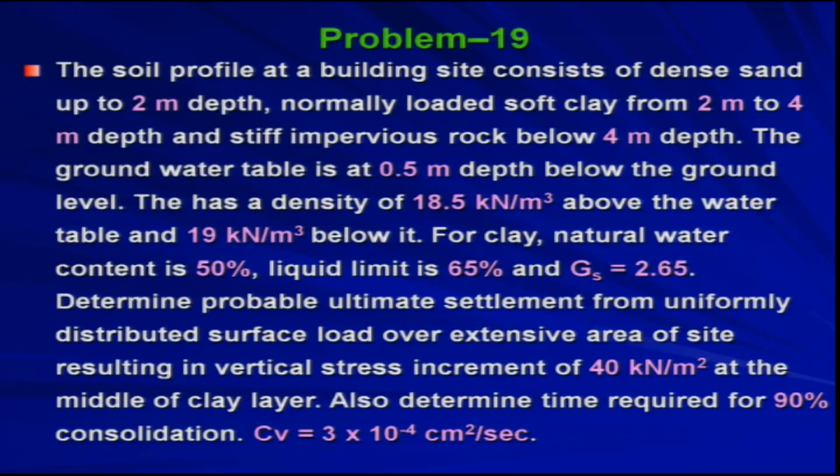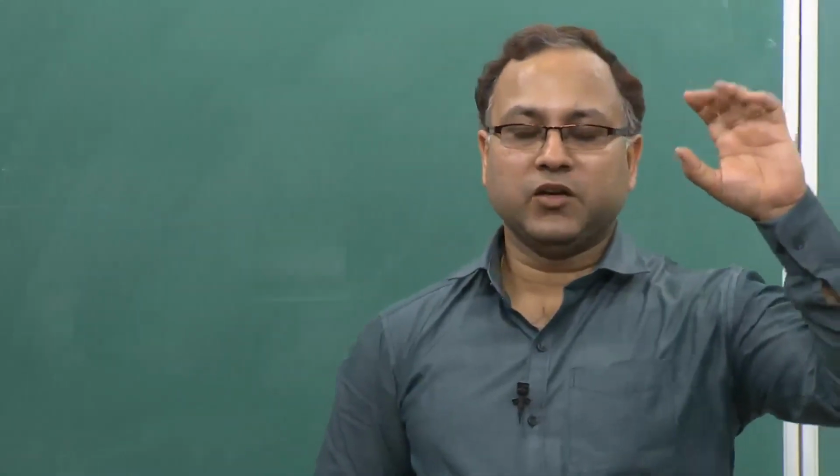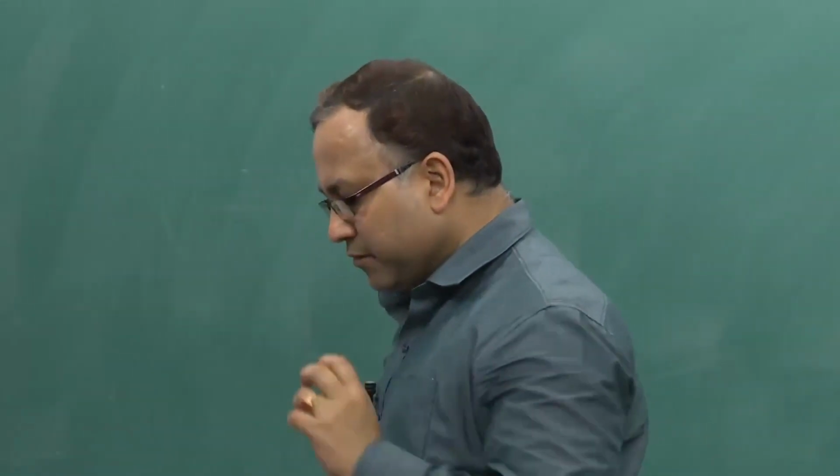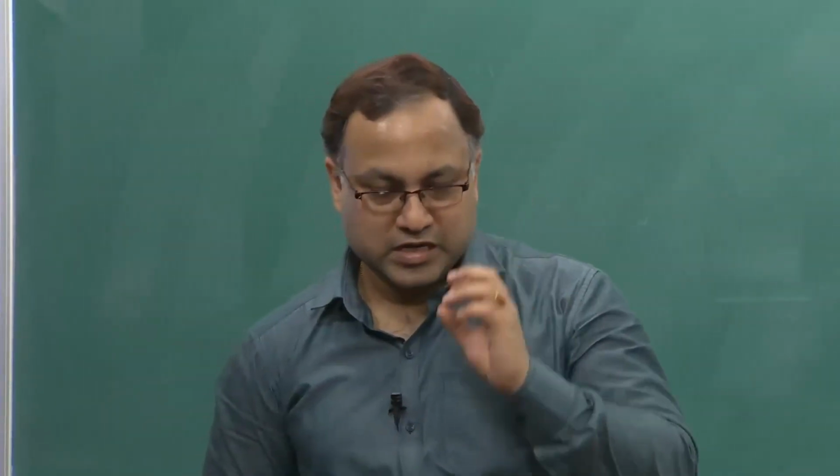Also determine time required for 90% consolidation if Cv is equal to 3 into 10 to the power minus 4 centimeter square per second. So, the problem says that you have a layered stratum. So, the top layer of the stratum is a sand, that is from 0 to 2 meter depth.